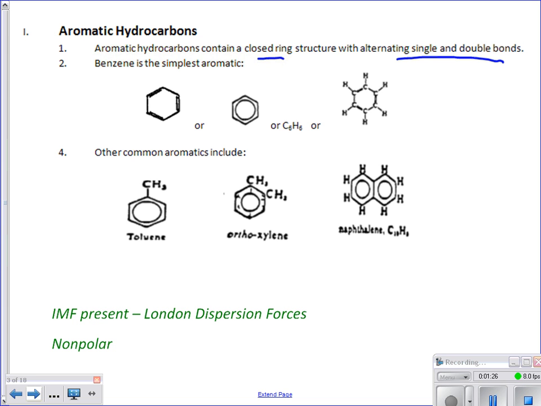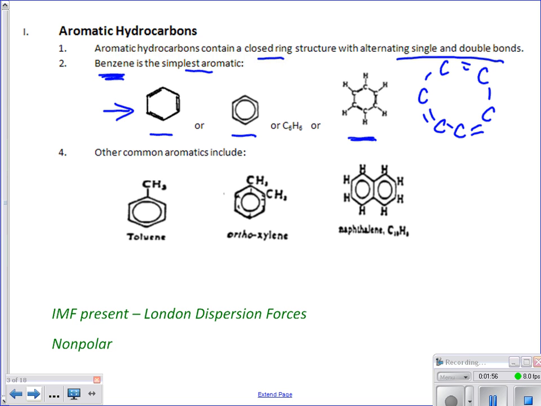A couple different ways you can represent that. You can represent it with a structure such as this one right here, and this is a little hard to see, but you've got those alternating double and single bonds in there. So that's one way to do it. Or it can be represented with, of course, the hydrogens. These two structures are saying the same thing. Both of these, this happens to be the simplest aromatic, and it happens to be benzene.